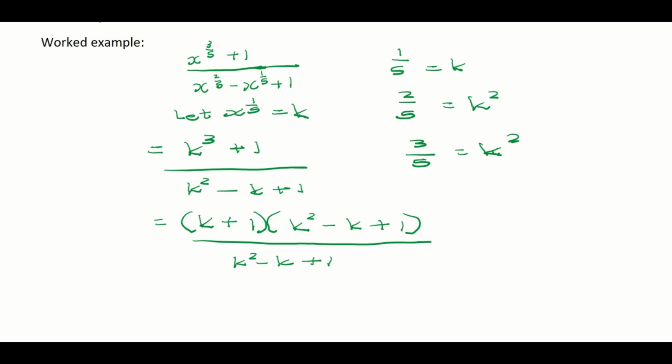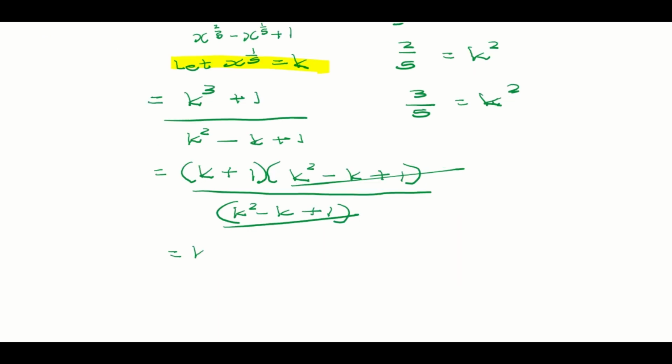Now, I'm not going to try to factorize the denominator because I can see that it's exactly the same as the second factor in my numerator, which means I can cancel that with that, and that will bring us to k plus 1. Remember, k was just used as a crutch, so in our final answer we go back to x to the power of 1 over 5 plus 1, and that is your solution.